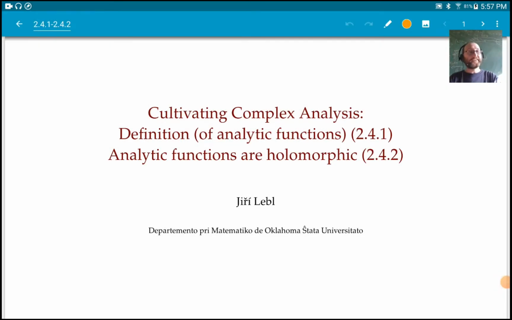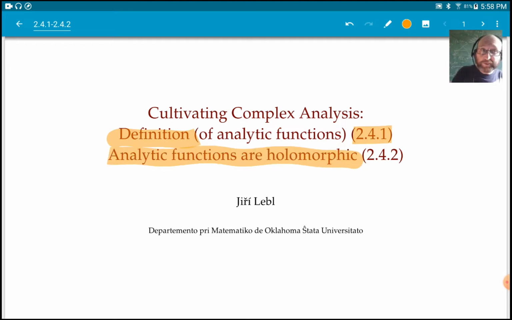All right, and welcome to another lecture. So today we're going to look at analytic functions. We're looking at the definition, that's subsection 2.4.1, and then we're going to prove that analytic functions are complex differentiable. That is, they are holomorphic, right? They're actually infinitely complex differentiable. So that's section 2.4.2.